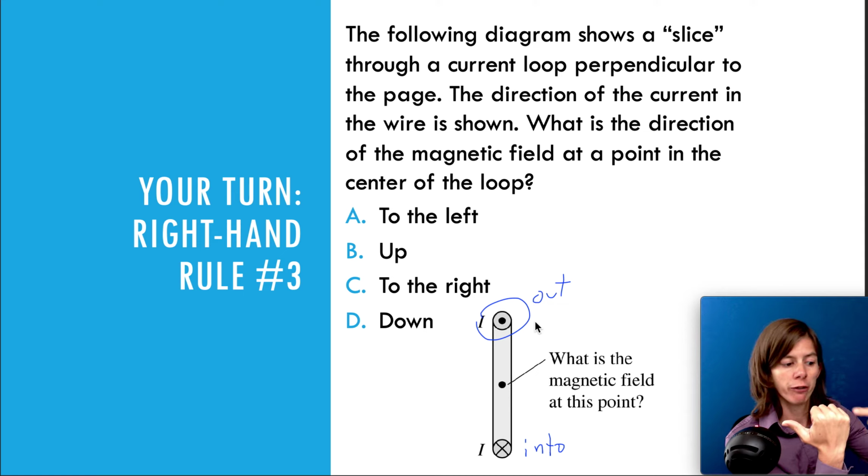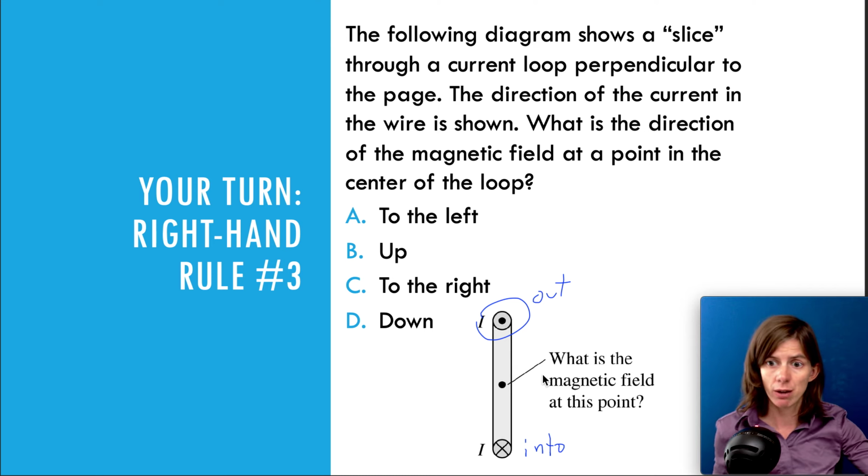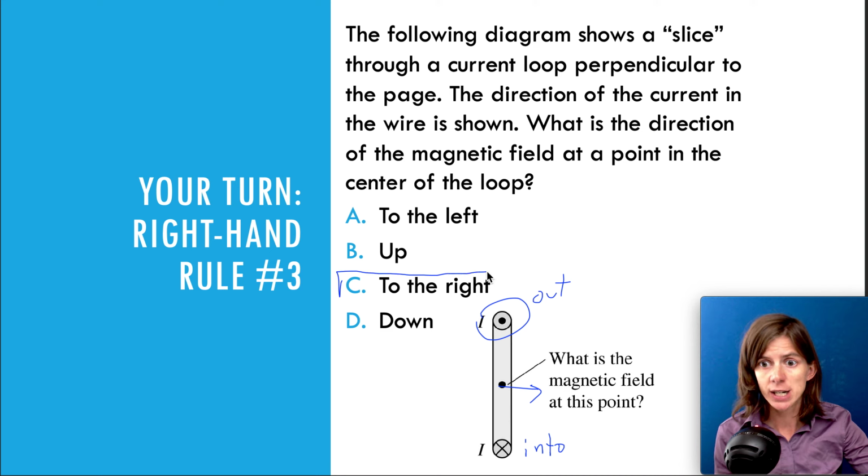When your fingers are curling this way, you're going into the page at the bottom and out of the page at the top. Which way is your thumb pointing? In the direction of the magnetic field. So the magnetic field points to the right at this location in the center of the loop. So that is our answer.